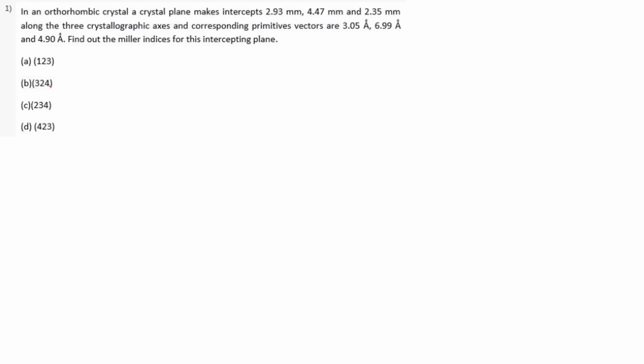In an orthorhombic crystal, a crystal plane makes intercepts 2.93, 4.47 and 2.35 along the three crystallographic axes, and the corresponding primitive vectors are 3.05 angstrom, 6.99 angstrom and 4.90 angstrom. Find out the Miller indices for this intercepting plane. This kind of problem we solved last week, I think the second or third problem. Here the primitive vectors and intercepts are given, and from that you have to find the Miller indices ratio. Please try to do it and write which option is correct.